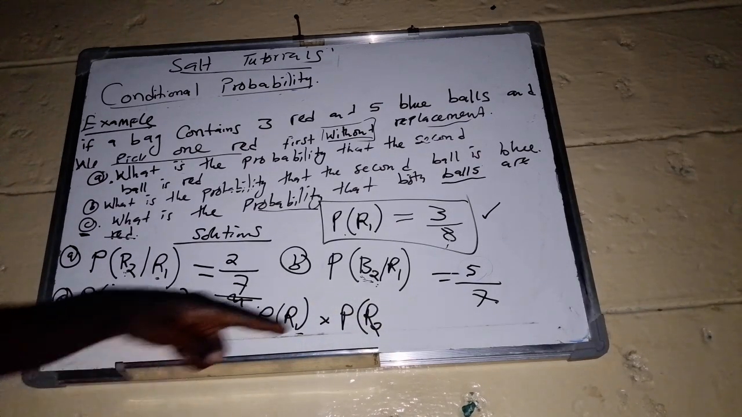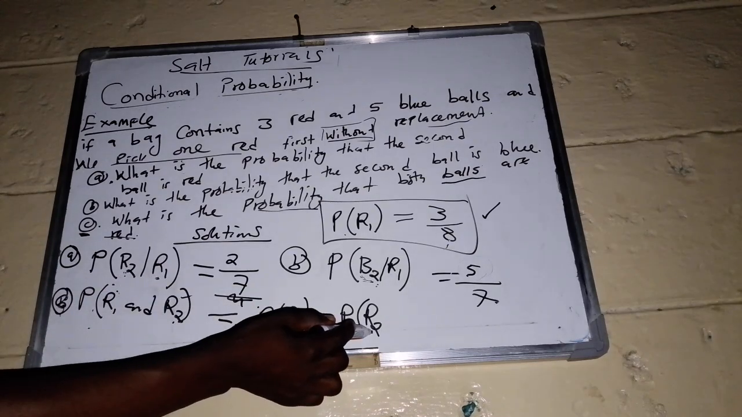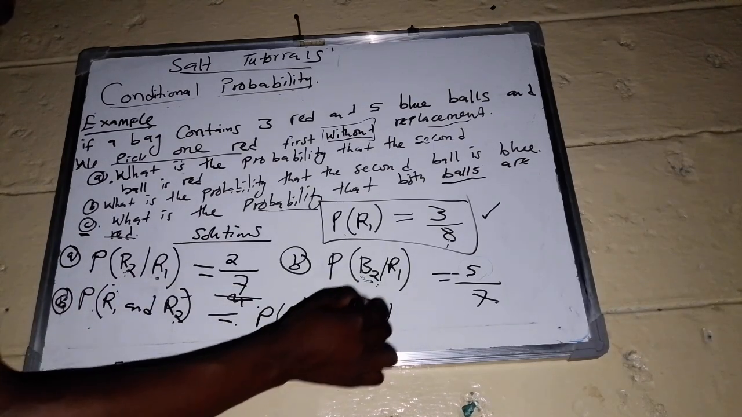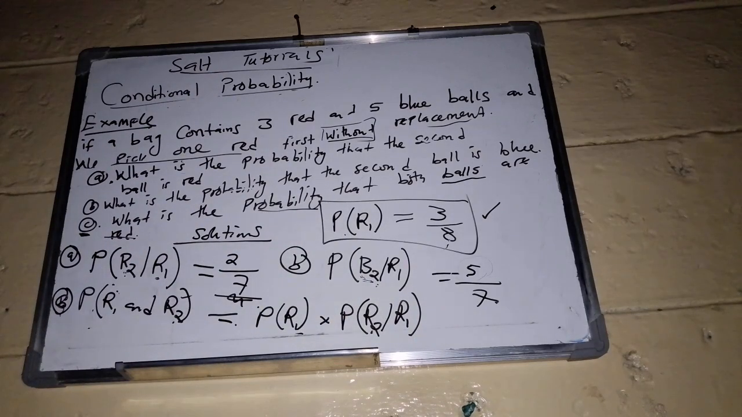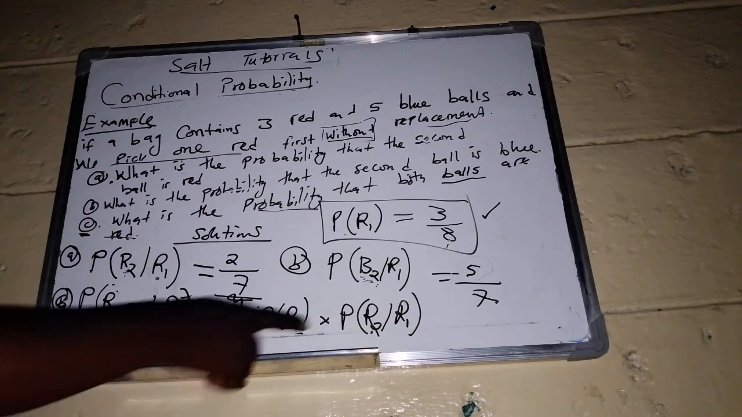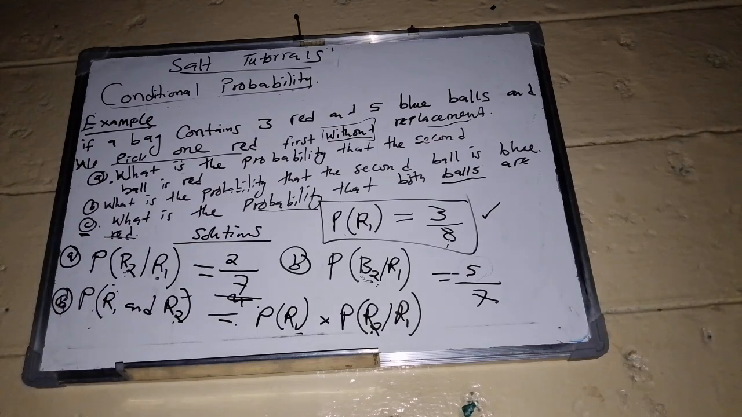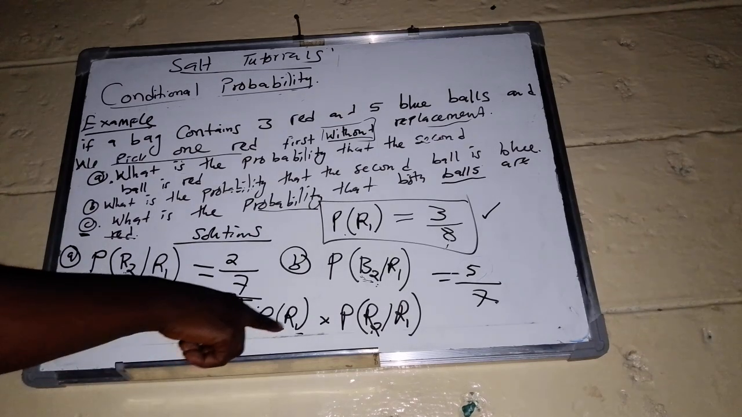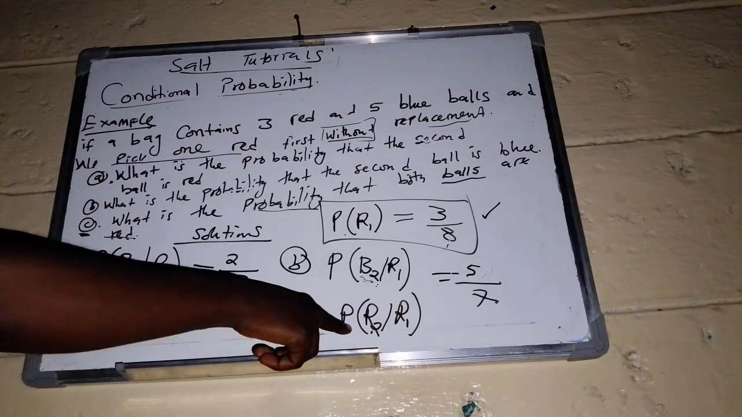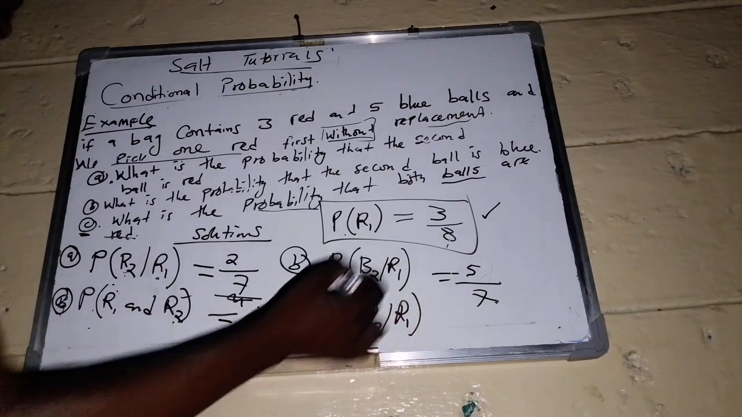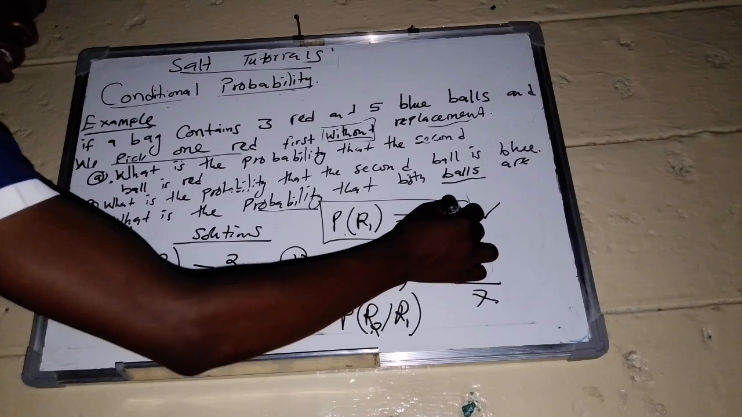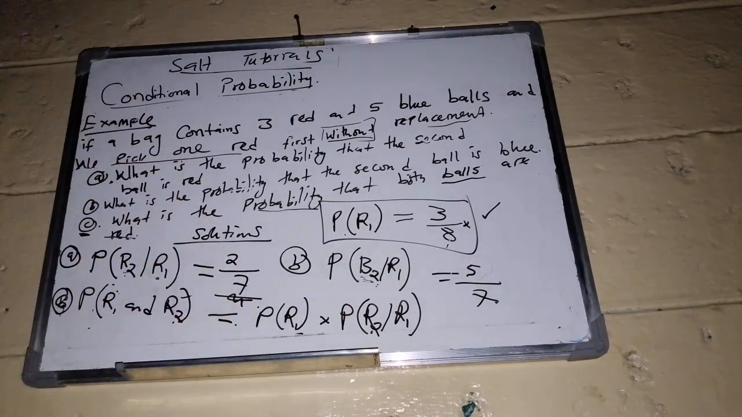But remember, how did we pick a red ball this time around? It was given that the red one has already been picked. So we have two probabilities here which are going to be found by the multiplication principle. Probability of picking the first red ball and probability of picking the second red ball. So how am I going to find this? This is just as good as me multiplying 3/8 multiplied by 2/7.